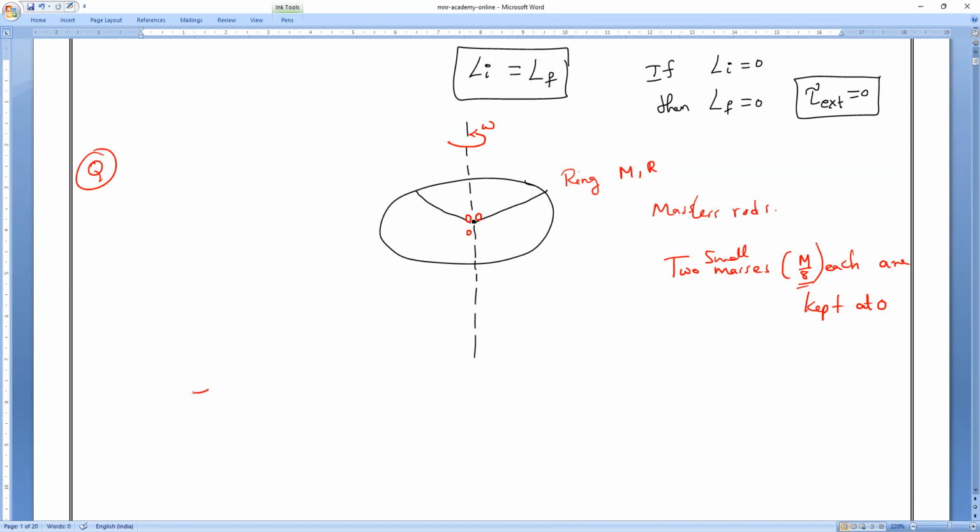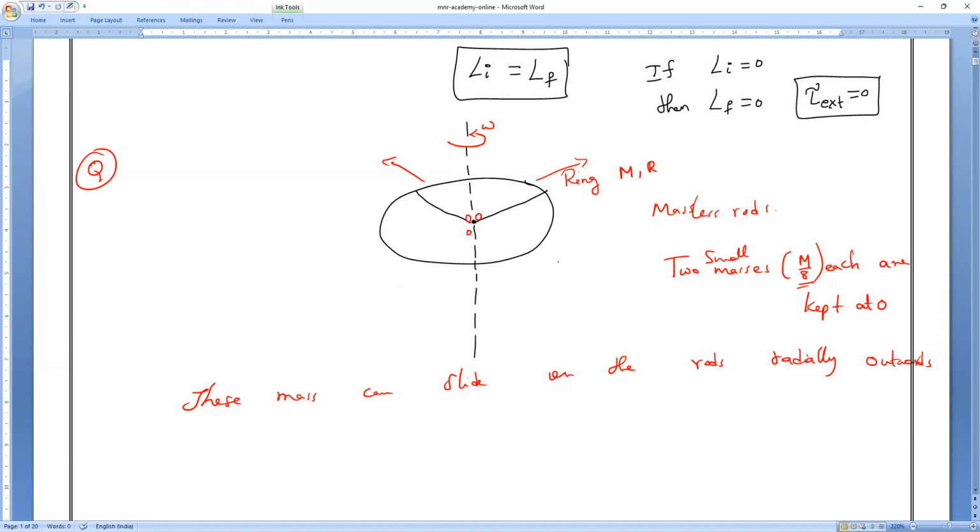Now write the question. These masses can slide on the rods radially outwards. Radially outwards means they will move like this or like this, outwards like this only. Am I right, guys? Please respond. So they slide outwards when it is rotating.